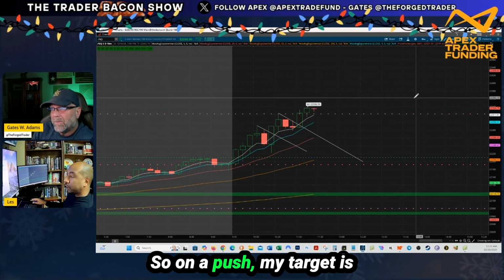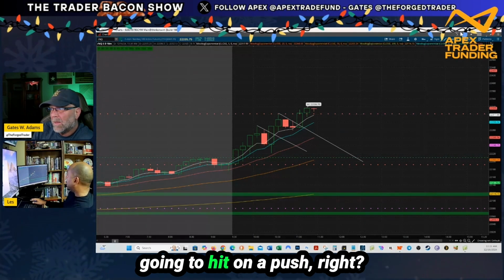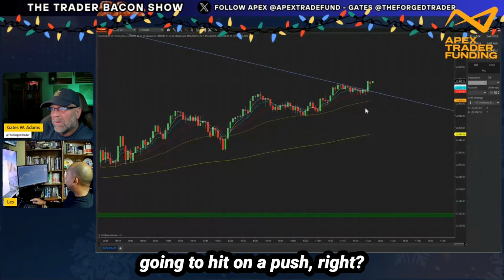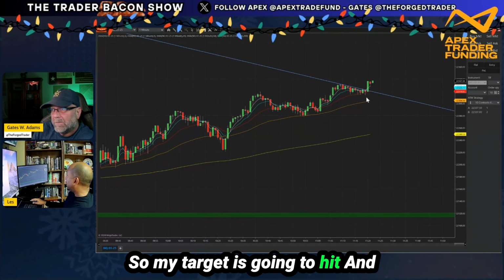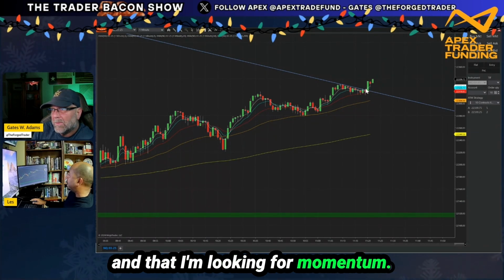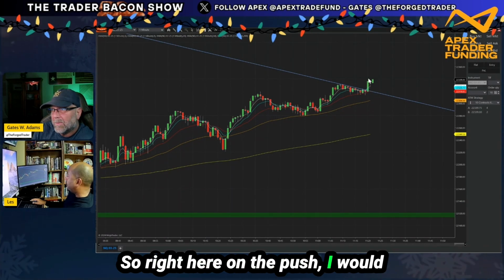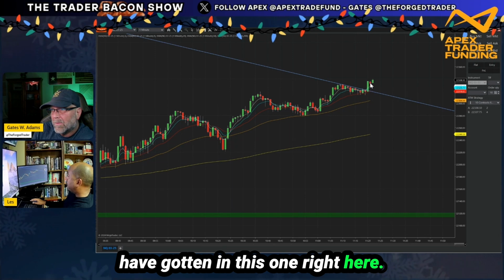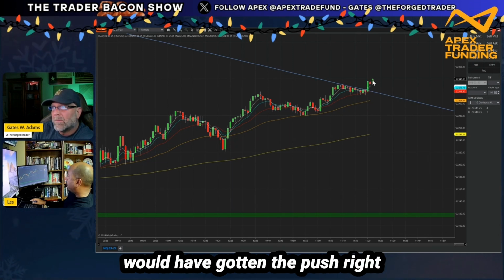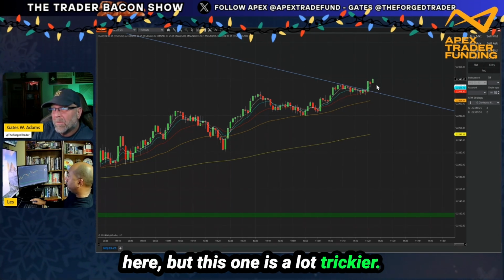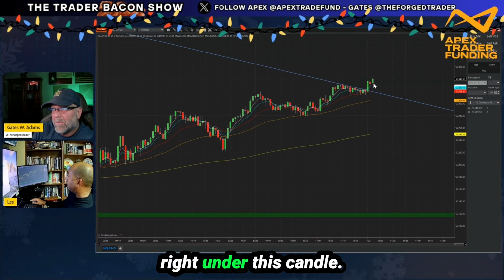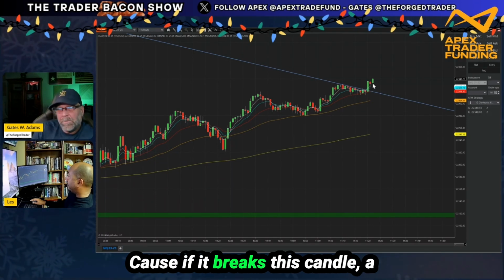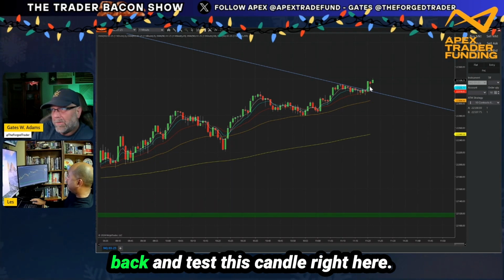So on a push, my target is going to hit, right? My target's going to hit, and I'm looking for momentum. So right here on the push, I would have gotten in. This one right here, we got a 3-bar play. So I would have gotten the push right here. But this one is a lot trickier. My stop would have been right under this candle, because if it breaks this candle, good chance we're going to go back and test this candle right here.